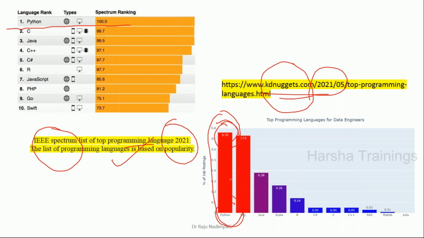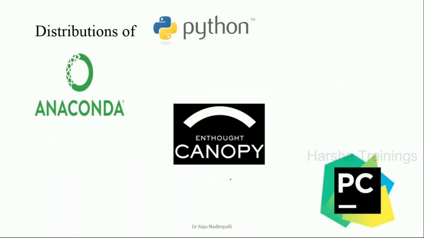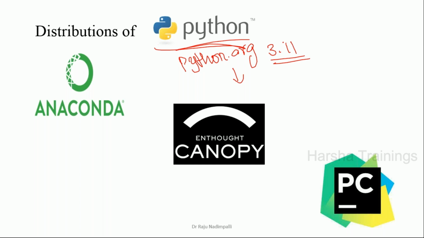Clear? Any queries? Now, if I want to implement Python, I have to download the version from python.org. It is free and open source, python.org. That's it. I have to download the software, and the current version is 3.11. Clear?